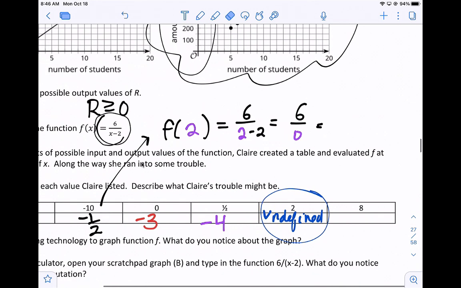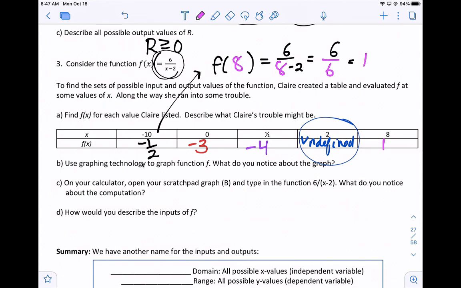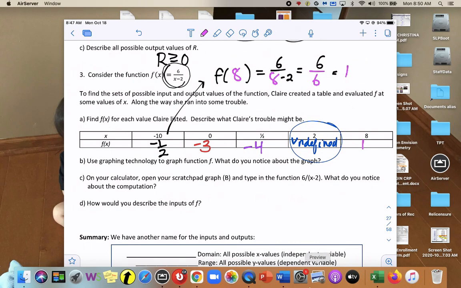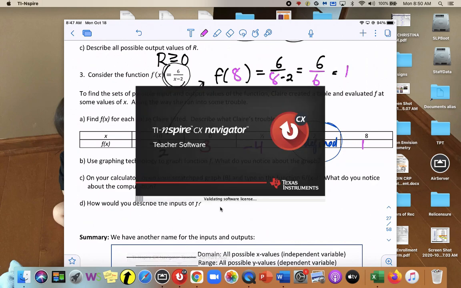Can we do 8? Eight minus 2 is 6. Yeah, we can do that. This one says, using graphing technology, graph the function. Okay, so let's pull up a graphing calculator. This will take a second for me. What will a graph look like, because we have this undefined value? So we'll take a look at what it looks like when we have an undefined value on a graph. I'll pause and let this open up here.